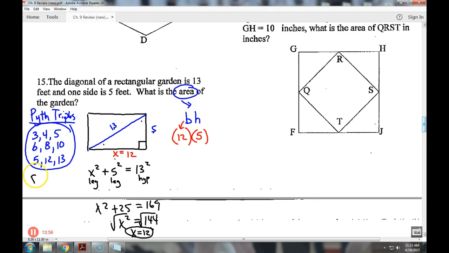They show up a lot. There's a couple other random ones that might be worth knowing, that I just know because I've done a lot on the ACT and they used to love these. So Pythagorean triples.